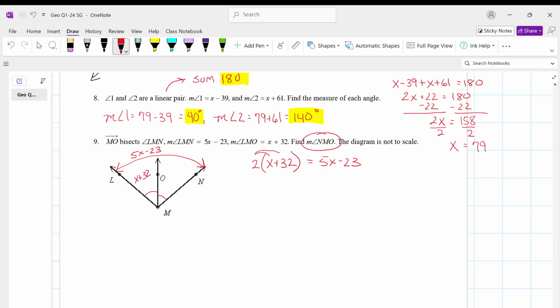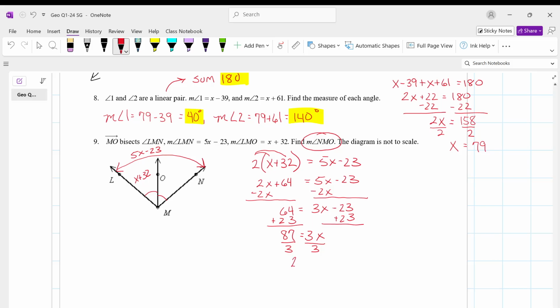So we're going to do the distributive property. So 2x plus 64 is equal to 5x minus 23. Subtract 2x from each side. So 64 is equal to 3x minus 23. Add 23. And 64 plus 23, that's 87, is equal to 3x. And then divide by 3. So 29 is equal to x.